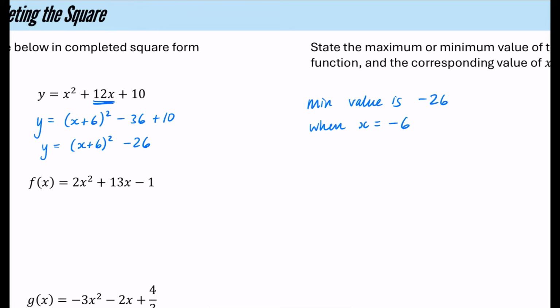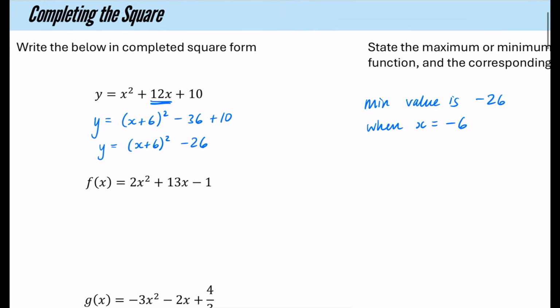Now, the reason it's the minimum value is because this whole thing here is something that is being squared. When something is being squared, the smallest thing it can be is 0. You can never get a negative because when you take any two numbers and multiply them, you get a positive unless the number you've taken is 0. So if this thing was 0, then this would be the smallest thing that we could have, hence it being the minimum. And when this thing is 0 is when x is minus 6.